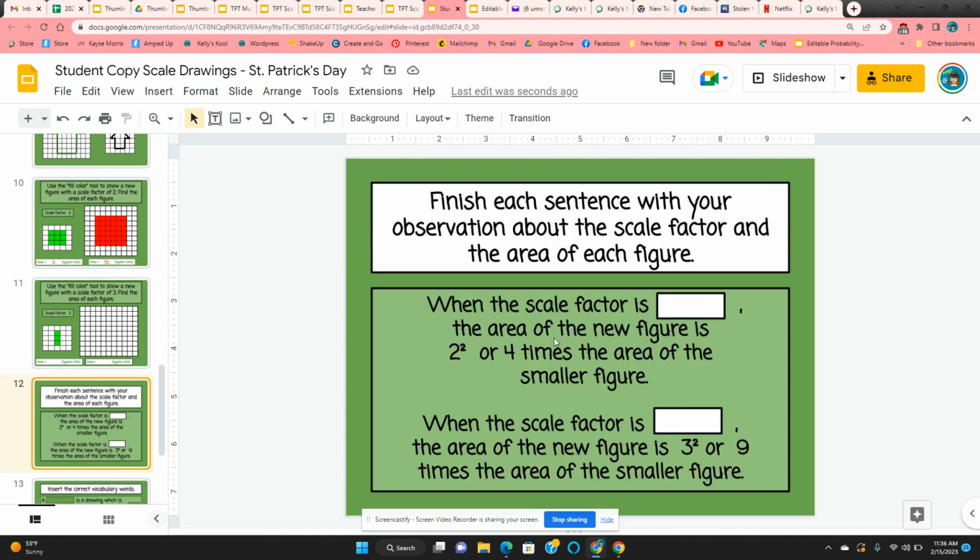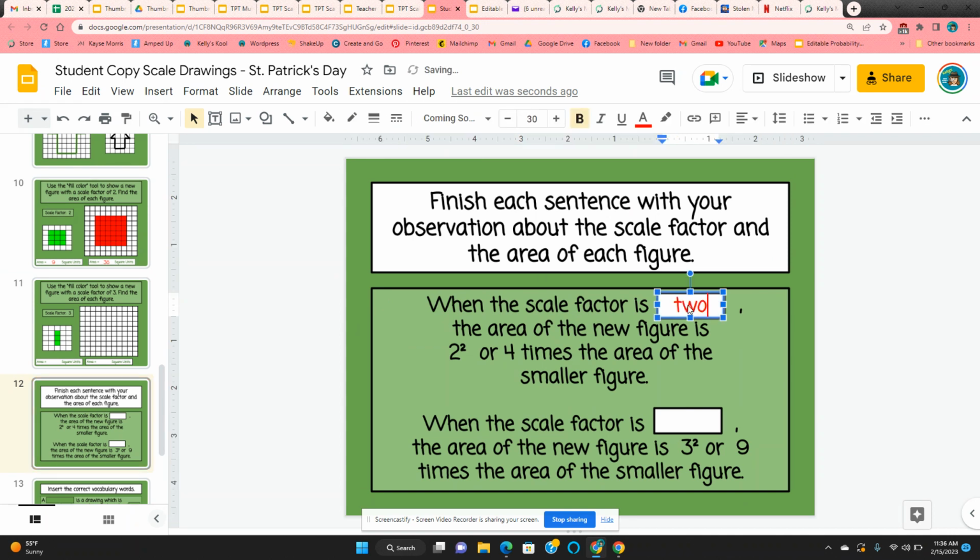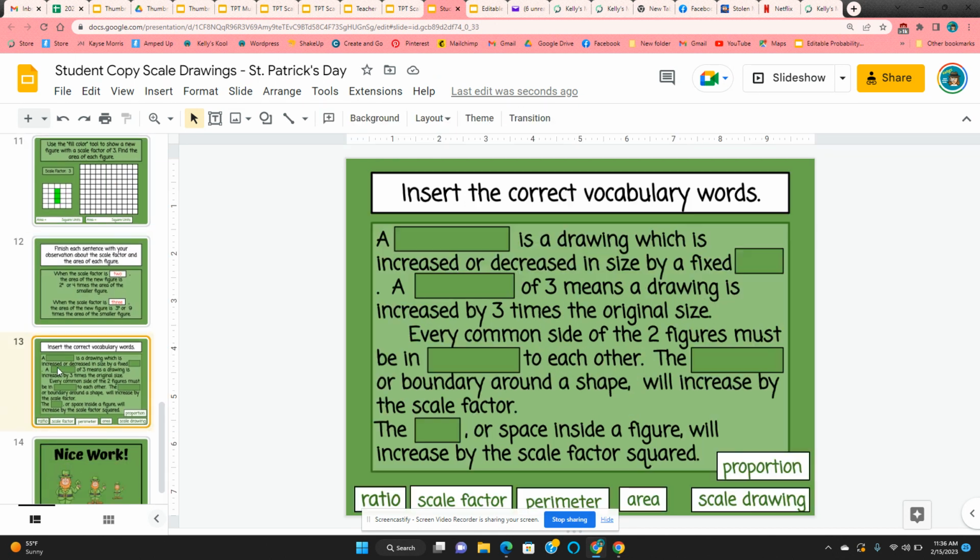Then they're going to fill in these sentence frames. If the scale factor is 2, the area of the new figure is 2 to the second power, or 4 times greater. If the scale factor is 3, the area of the new figure is 3 to the second power, or 9 times larger. And then they've got some sentence frames. They're just going to move these vocabulary words into the correct places.